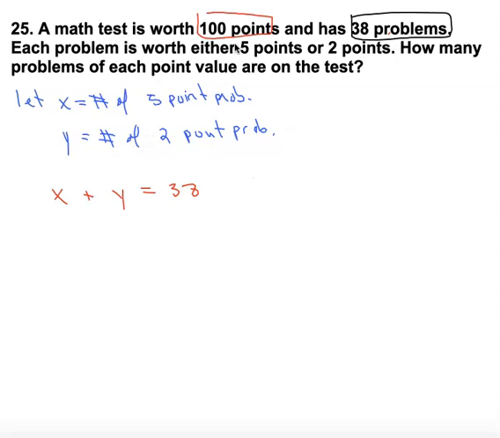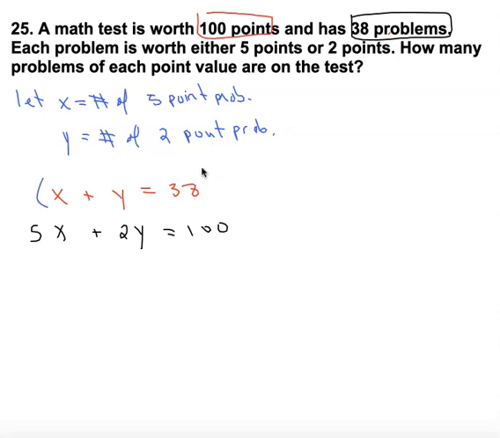And 100 points is the total, so how do you get those 100 points? Well, 5-point problems times the number of 5-point questions I have, plus 2-point problems times the number of 2-point questions I have, will equal a total of 100 points. Both equations are in standard form.